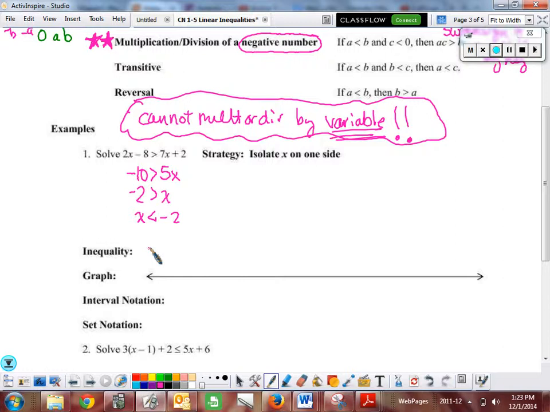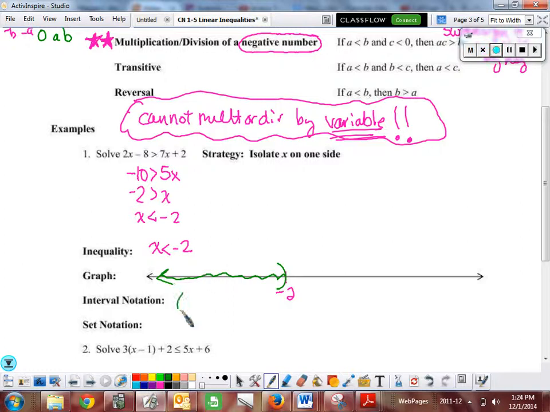So we got the inequality answer to be this, which graphs as a number line solution set of, here's my negative 2, and we are going to shade which way, left or right? Left. Open or closed? Open. So open, shade to the left. So that's a picture of my solution set on the real number line.